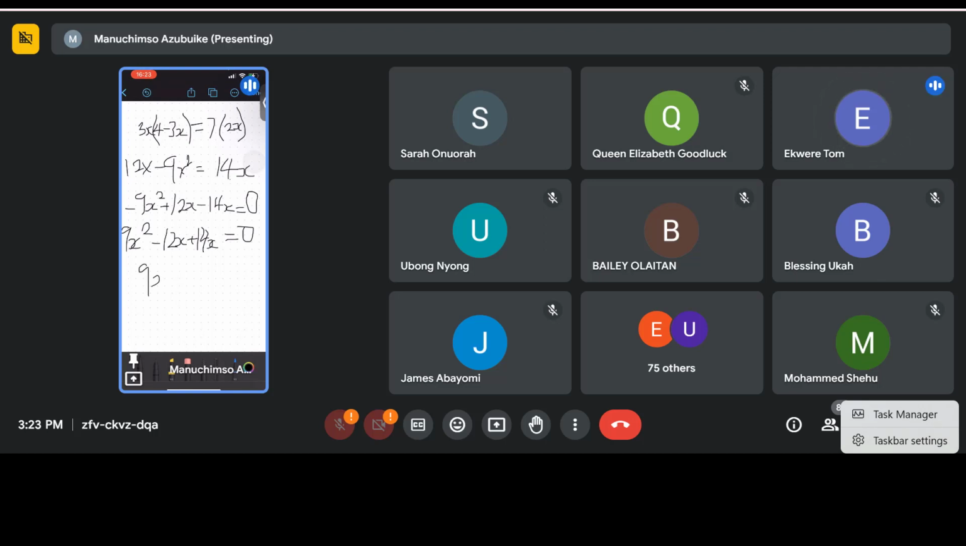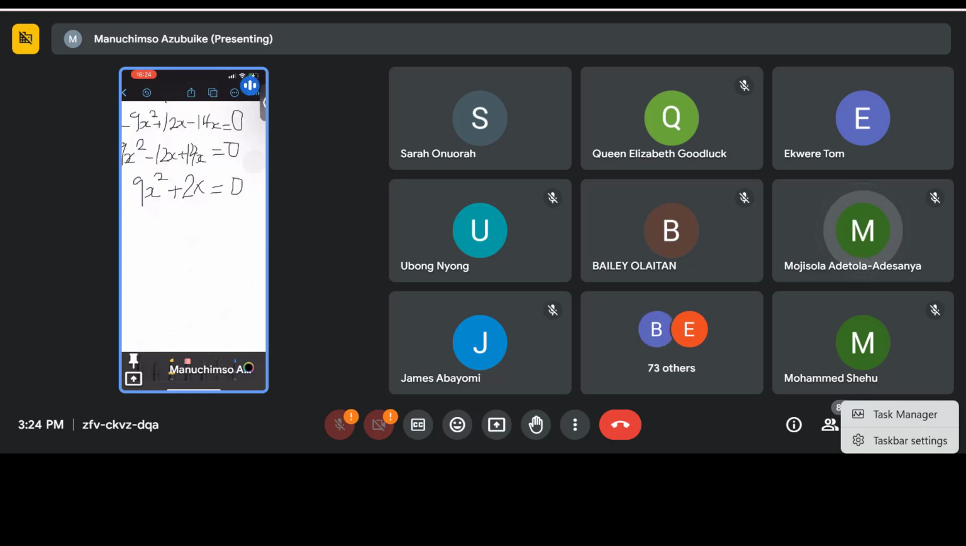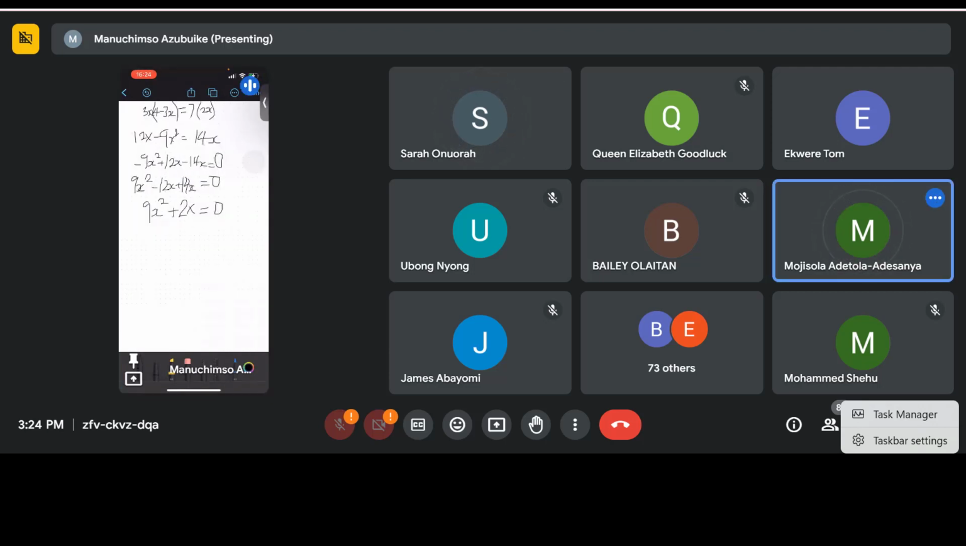So we have 9x squared plus 2x is equal to 0. Normally now you're meant to plug this into the quadratic formula.